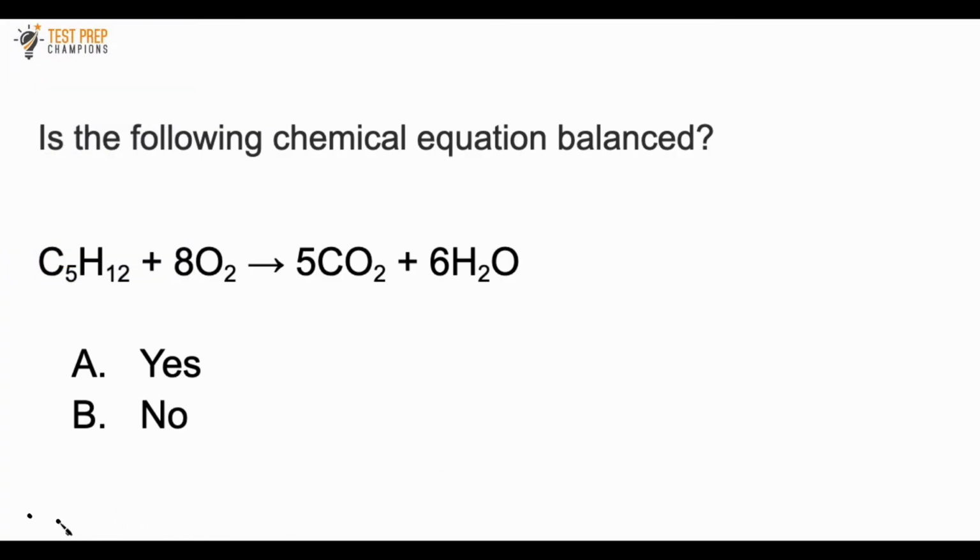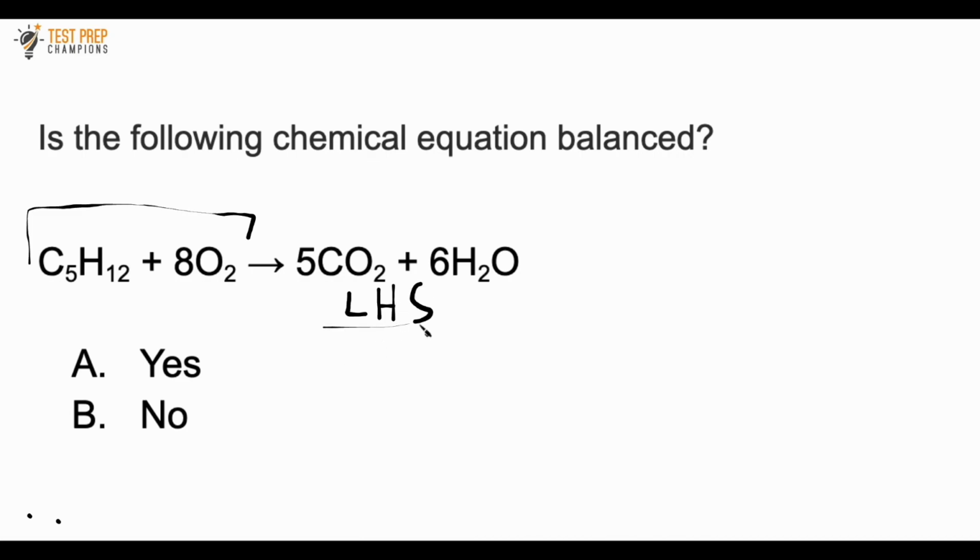So basically, here we have to figure out if this is balanced or not. So the way I recommend doing that is to just start by looking at everything on the left-hand side first and take stock of what we have over here. So when I say left-hand side, what I mean is everything to the left of the arrow. So my C5, my H12, and my 8O2. So that's my left-hand side. So let me just take stock of what I have.